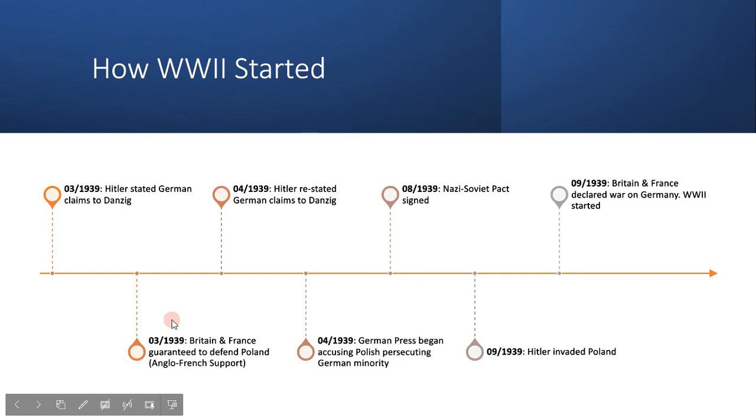So in March, Britain and France guaranteed to defend Poland, the Anglo-French support, when Hitler threatened Poland. Again in April, Hitler tried to pressure Poland, saying Danzig would still be his and that Poland wasn't going to do anything about it. Again, Poland refused this, and Germany started their plan of retaking Danzig. They started accusing the Poles of persecuting the German minority in Danzig or in Poland, so they could have a just cause for invading Poland later on.